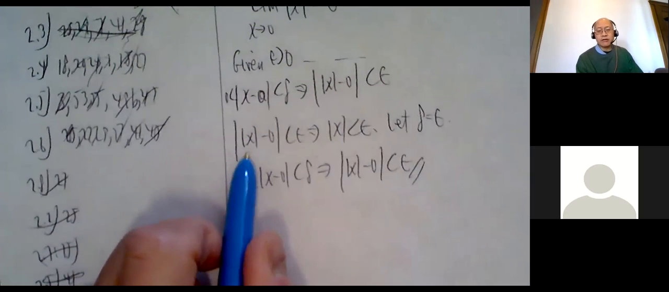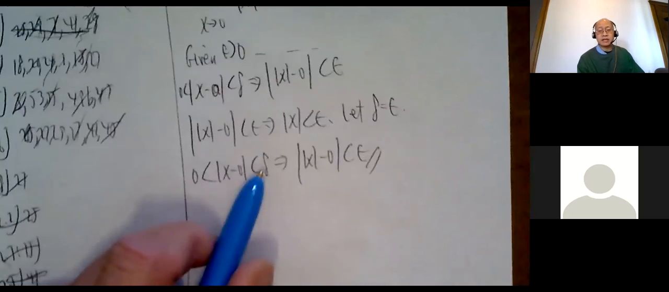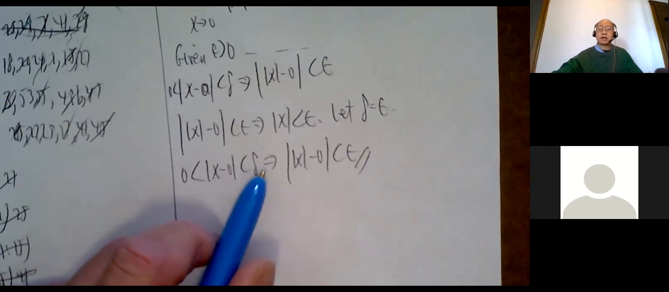Because once you have one level of the absolute value, any extra absolute values after that isn't going to change anything. That's going to be pretty much the same thing.